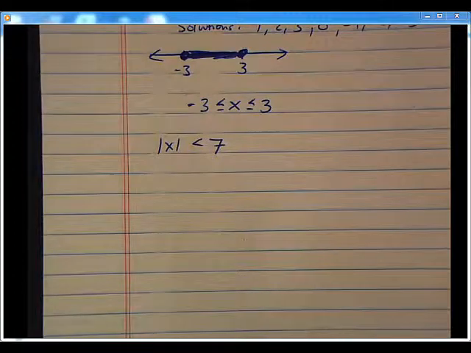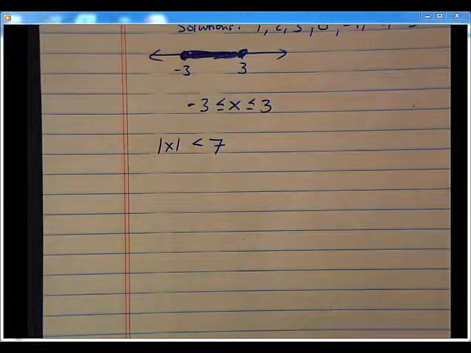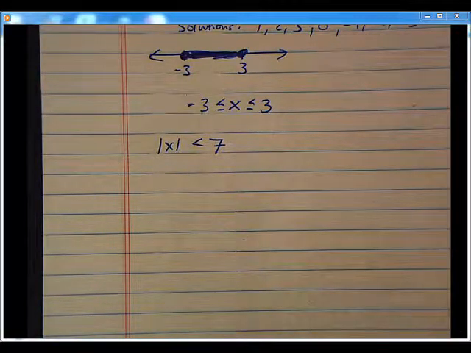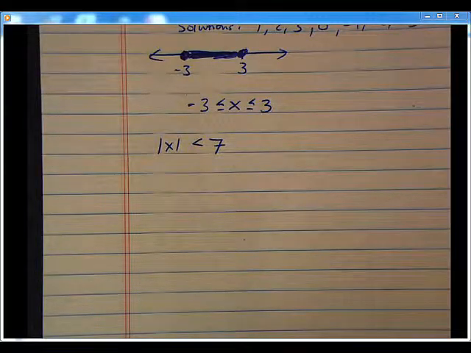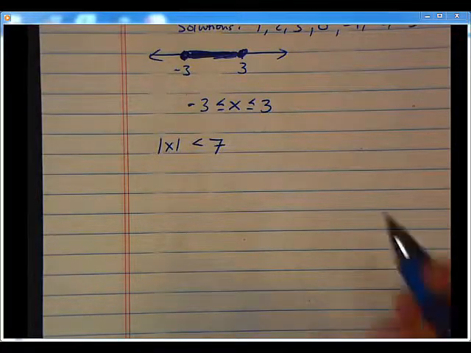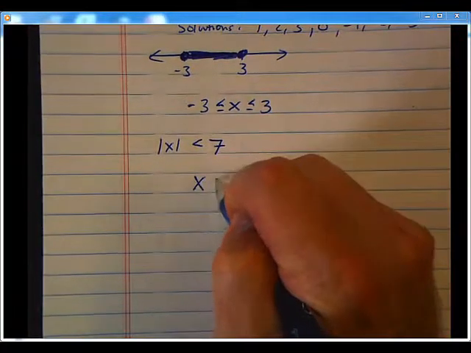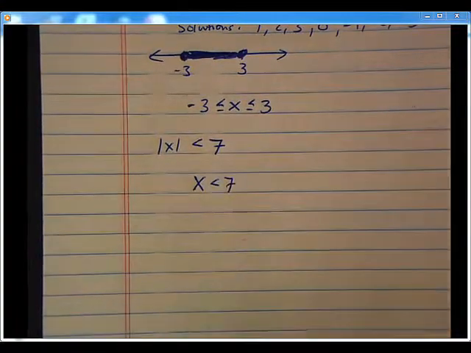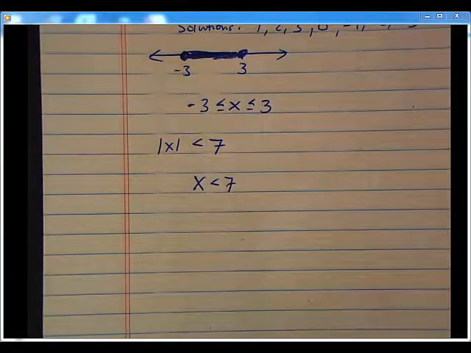Same sort of deal is going to happen here. If I have absolute value of x less than 7, then numbers that would work would be numbers like 1, 2, 3, 4, 5, 6. 7 would not work this time because I don't have the equal to, but I could have numbers bigger than 6 still, so it doesn't just stop at 6. I could have numbers like 6.5 and 6.89. So my biggest possible number is anything smaller than 7.